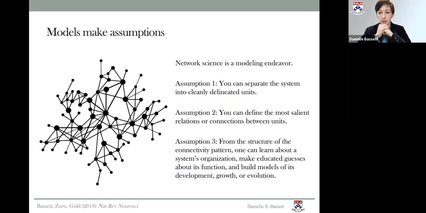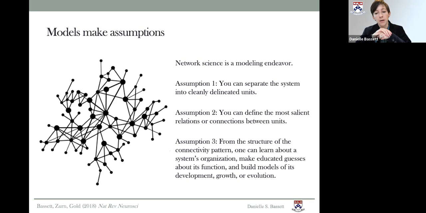So the first assumption is that you can separate the system into cleanly delineated units. If you can't separate the system into cleanly delineated units, then it's unclear whether we should be really choosing to represent the system with nodes and with edges. The second assumption is that you have to be able to define the most salient relations or connections between units. If you can't define what the edges are, or there isn't a reasonable definition of edges in your system, then clearly network science doesn't seem like the right way to approach the problem.